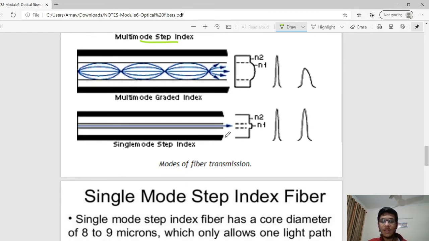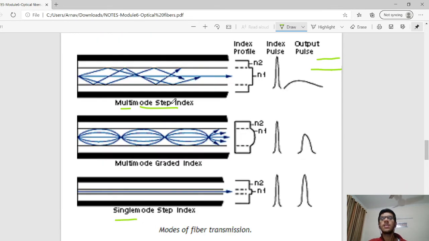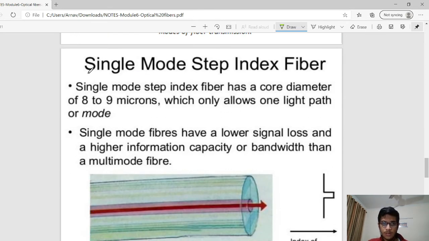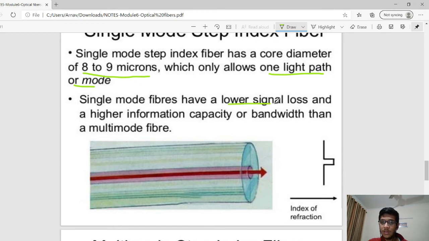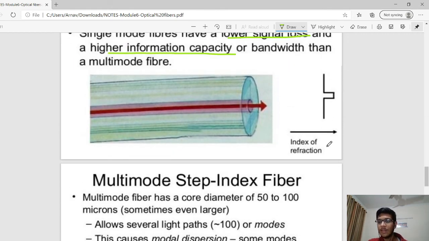Moving on to the single mode step index, it's basically a thin tube, and it's the same as multimode step index, but the difference between single mode step index and multimode step index is basically that multimode can accept more than one signal. Moving on to their description, single mode step index fiber has a core diameter of 8 to 9 microns and it only allows one light path or mode. It has a lower signal loss and a higher information capacity or bandwidth than a multi-mode fiber. The graph of the refractive index is also given here.